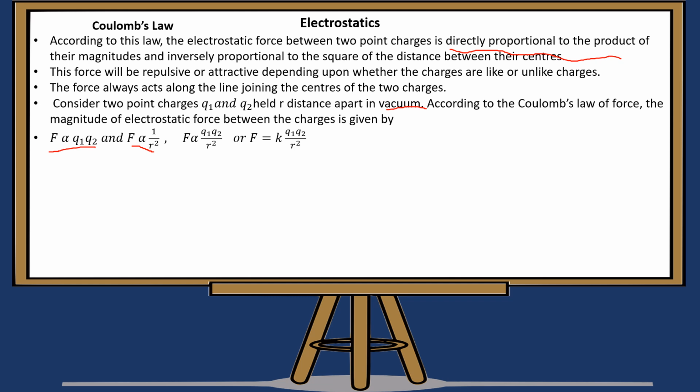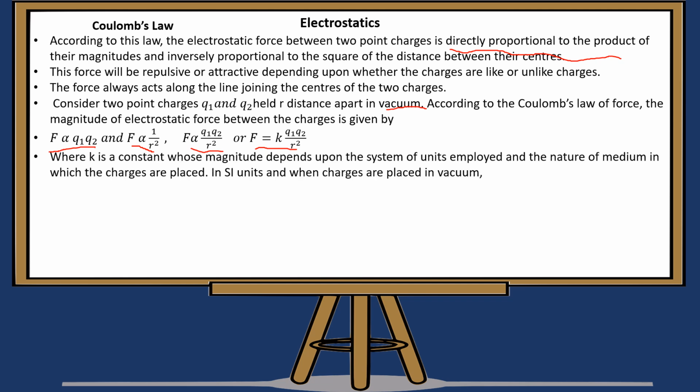Combining these two, what will you get? F is proportional to Q1 Q2 divided by r square. Adding a proportionality constant, we can remove the proportionality sign. So F is equal to a constant K Q1 Q2 divided by r square, where K is a constant whose magnitude depends upon the system of units employed and the nature of the medium in which the charges are placed.